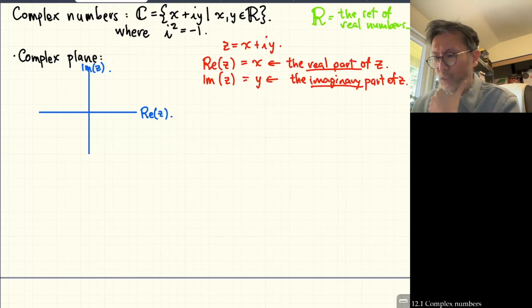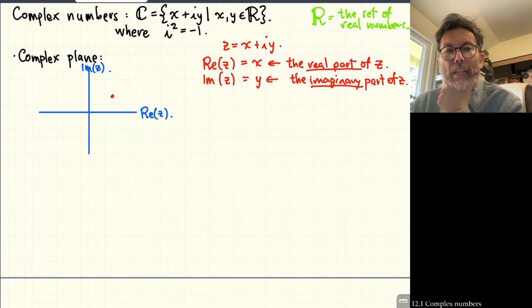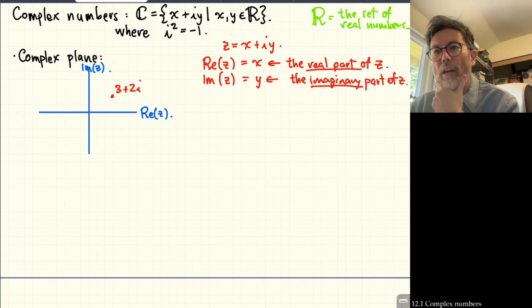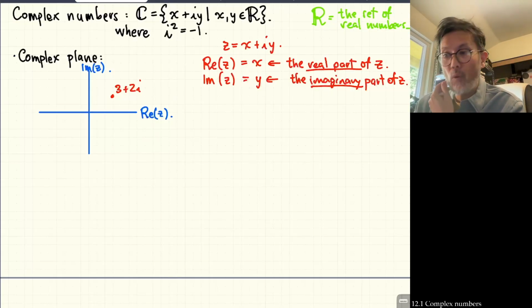3 plus 2i. That's going to be the following complex number. 3 along the real axis, 1, 2, 3, and 2 up along the imaginary axis, and we get this number here. This is our visualization of the number 3 plus 2i in the complex plane. The number negative 4i is a complex number. It sits right there in the complex plane.